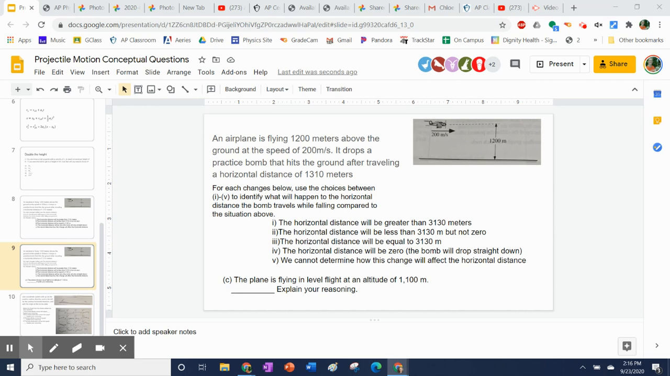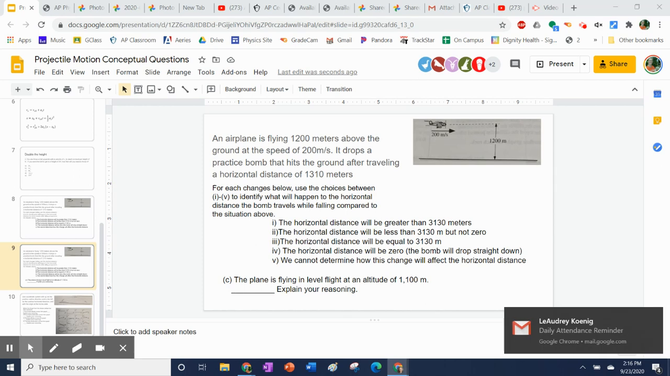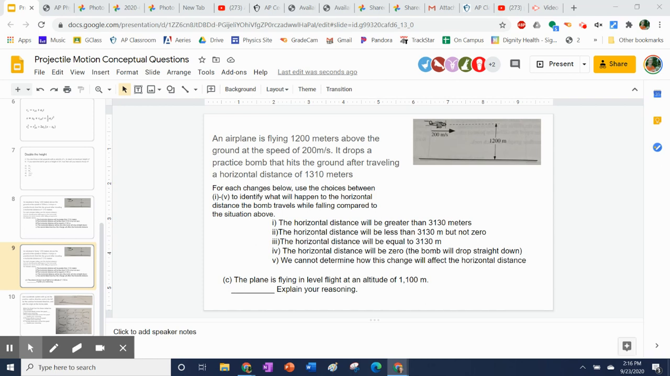Ethan says if the plane is flying at a lower altitude, the distance the bomb will travel will be shorter because the angle of the bomb's horizontal velocity is smaller.